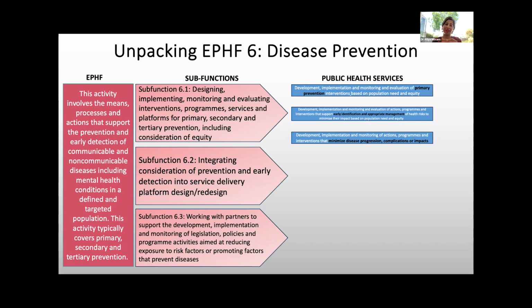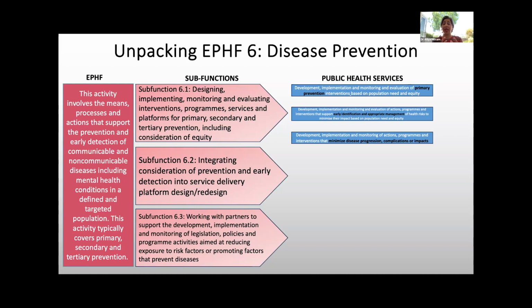There are 3 public health services that are quite specific to disease prevention. They have been allocated to that EPHF, and this relates to primary prevention, early identification and appropriate management, and then minimizing disease progression, complications, or impacts. So these are quite specifically related to EPHF 6, but are also quite specifically related to subfunction 6.1.